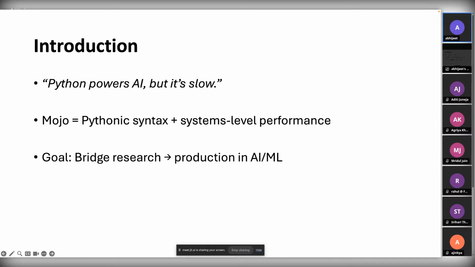It looks like Python, feels like Python, but compiles down to system level speed. The idea is to keep the productivity of Python, but get performance close to C++. And today I'll walk through what that means, with a quick demo, look at reproducibility, interop with Python, and where this language might be heading.